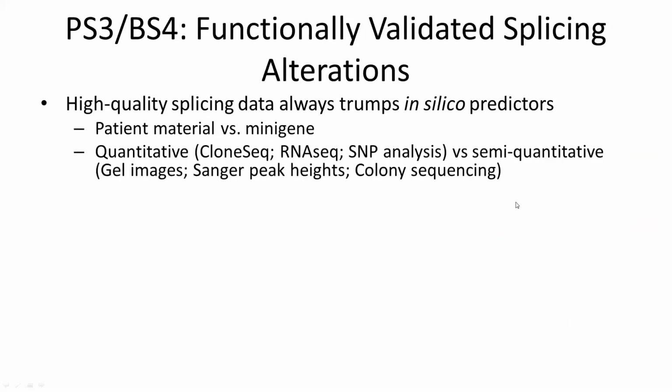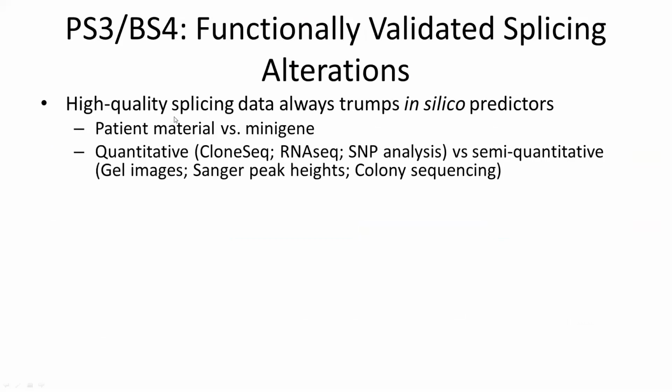Okay, so this is the only slide I have on the functionally validated splicing alterations, which fall under the PS4 for the pathogenic side or the BS4 for the benign side. High-quality splicing data always trumps in silico predictions, and I'm going to show you in the next few slides how often these predictors are wrong. A colleague of mine did some testing on this.